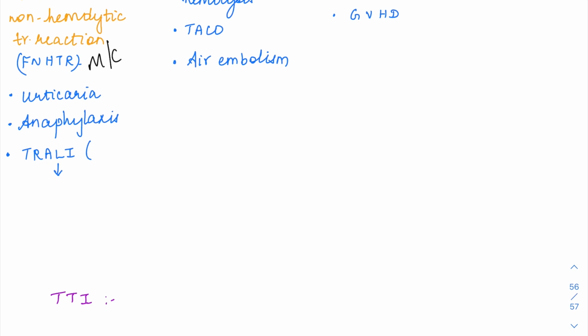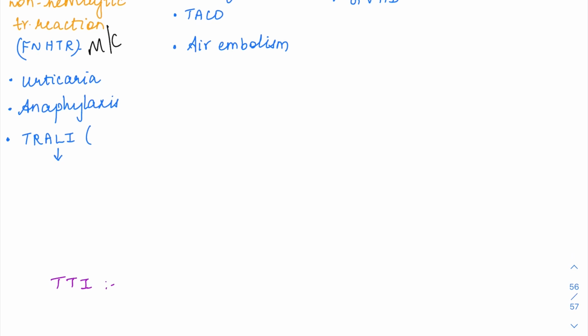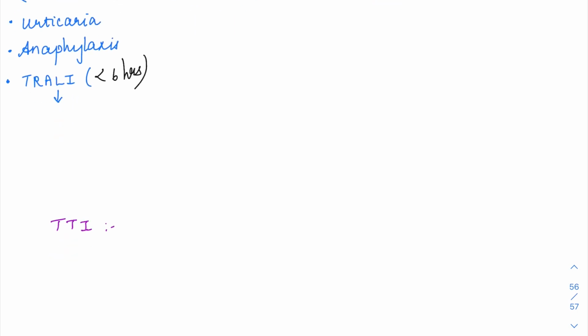Then there is something called TRALI, transfusion associated acute lung injury. Here there is going to be lung injury. The patient is going to complain of dyspnea and everything. This reaction should happen within 6 hours of blood transfusion. Only when it happens within 6 hours can you label it as TRALI. This is most commonly associated with FFP, and the reaction usually happens due to leukocyte antibodies.